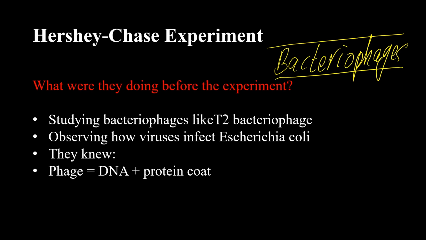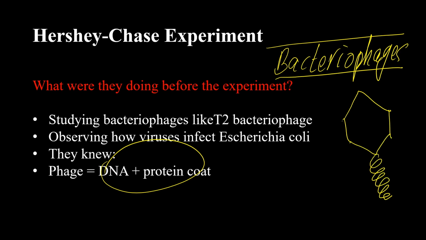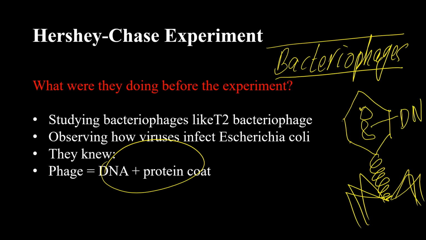They were studying these viruses. These are viruses, and they knew that these viruses are only made up of DNA plus a protein coat. You know the structure of a bacteriophage is like this one. These are the tails, and this is the protein coat, and inside the protein coat there is the genetic material of the virus. So they thought that bacteriophages are only having DNA and protein coat.